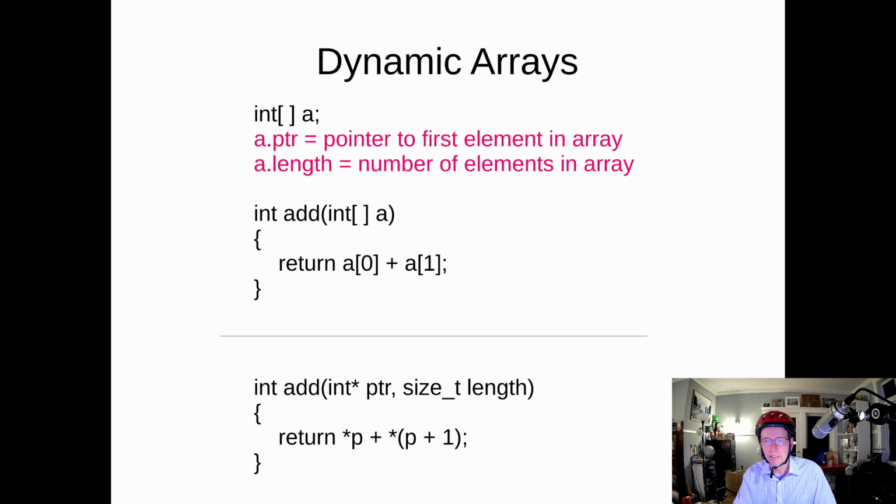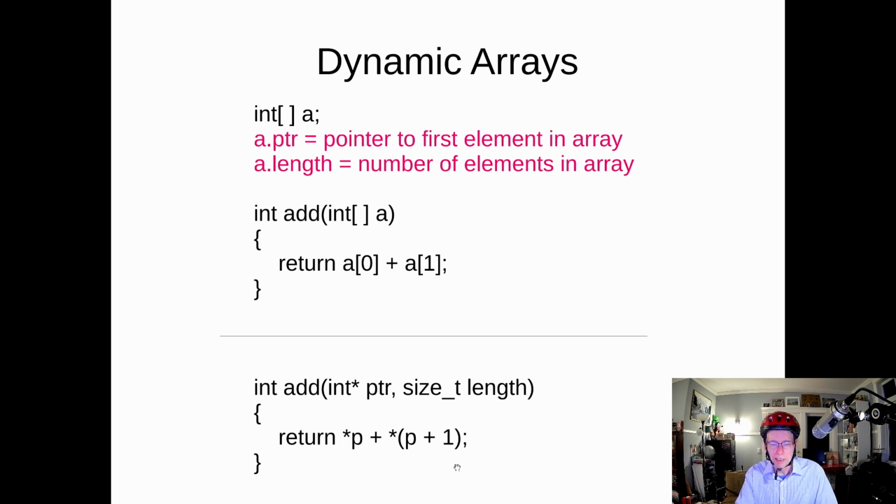It's not just a pointer, it's not just an array, it's a pair: a pointer and a length, where the pointer is the pointer to the first element in the array and the length is the number of elements in the array. So if we have a function called add, which adds the first two elements of an array, it is rewritten in terms of a pointer and a length. So instead of the dynamic array being passed, it's split up into two values which are passed, the pointer and the length. And then the summation is *p + *(p+1).